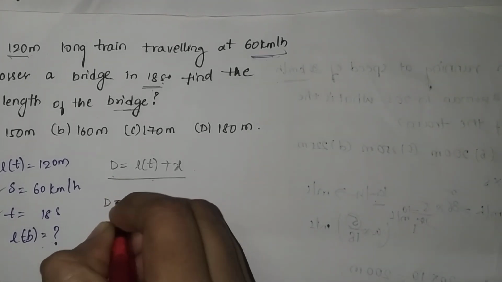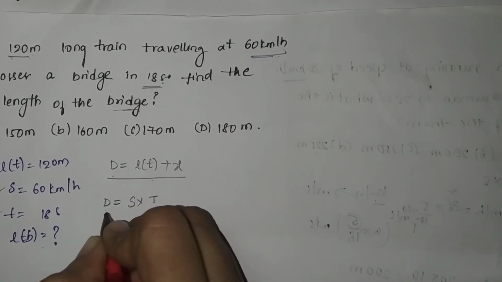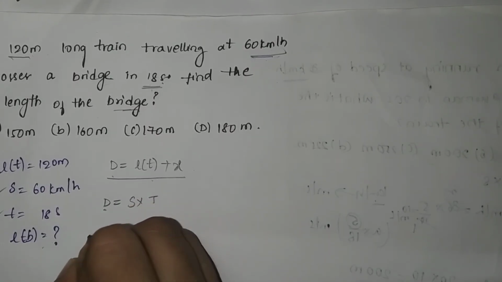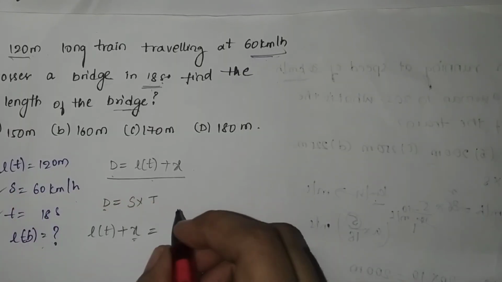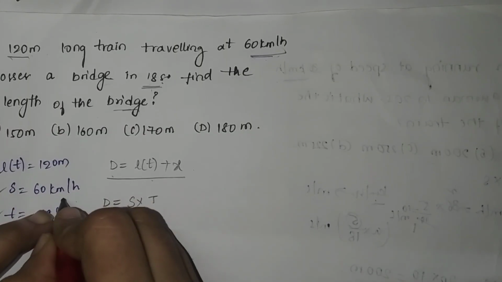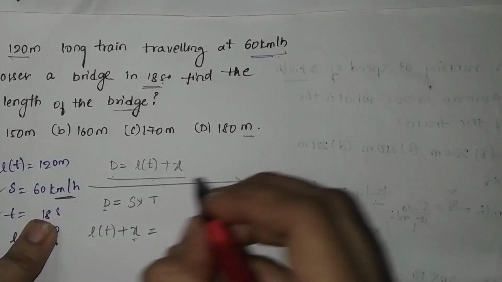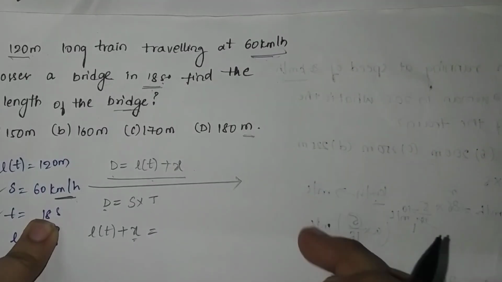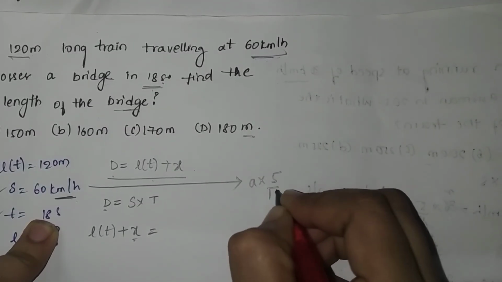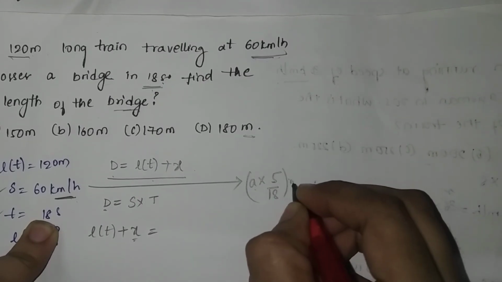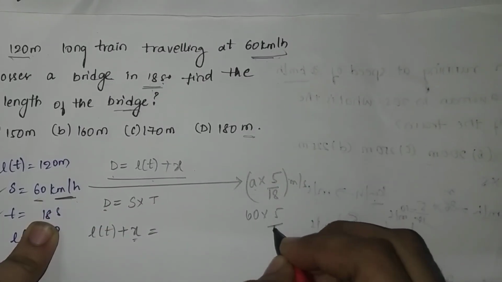Now we have the speed and the time, but we need to calculate distance, right? So distance is equal to speed into time. Distance is length of train plus x, meaning the length of the bridge, and that is equal to the speed. Here they gave it in kilometer per hour but we want meter per second, so we need to convert this. Kilometer to meter means larger value to smaller value, so we multiply with 5 by 18 to get meter per second. So what is the value here? 60 into 5 by 18.